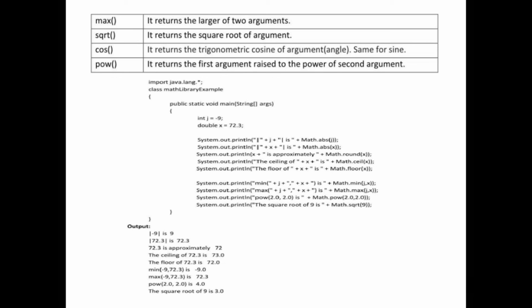Next thing is System.out.println minimum of j and x is Math.min in brackets j comma x.